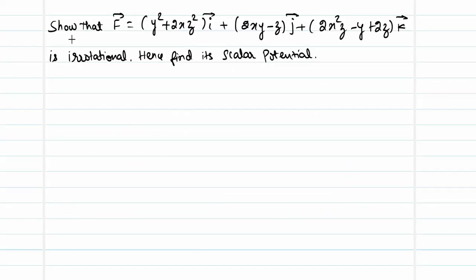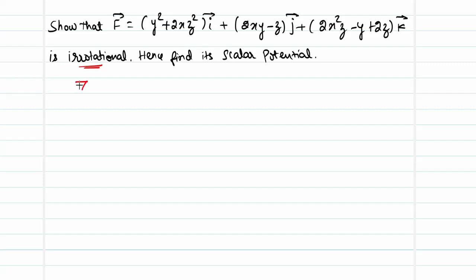Now the problem is, show that F vector is given by (y² + 2xz²) i + (2xy − z) j + (2x²z − y + 2z) k. We'll have to show that this F vector is irrotational and hence find the corresponding scalar potential of it. Okay, so we'll begin with the first task: to prove that F vector is irrotational.